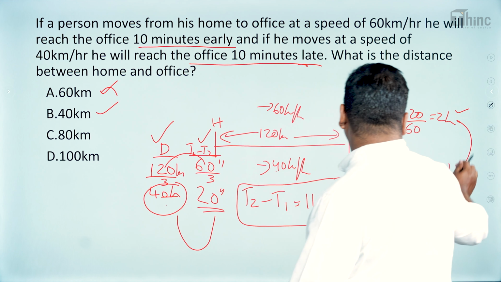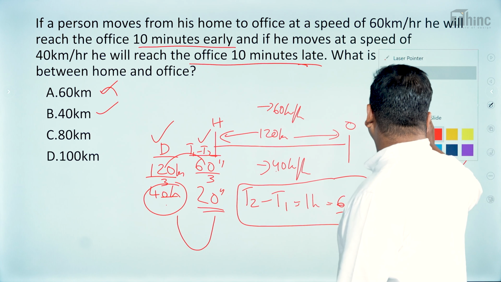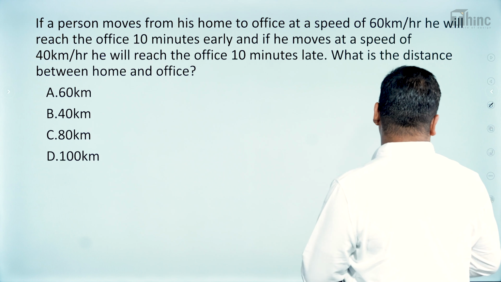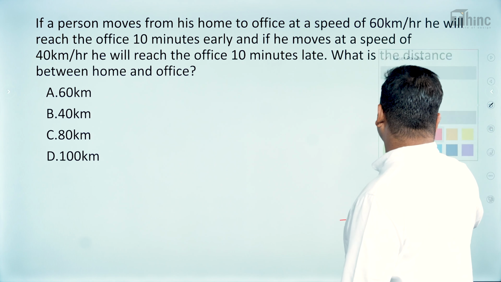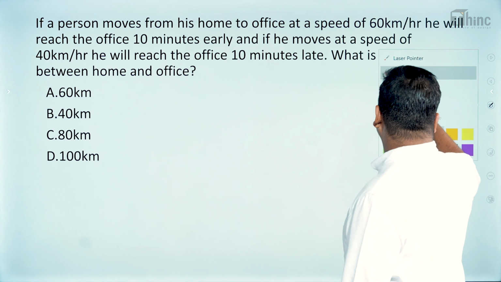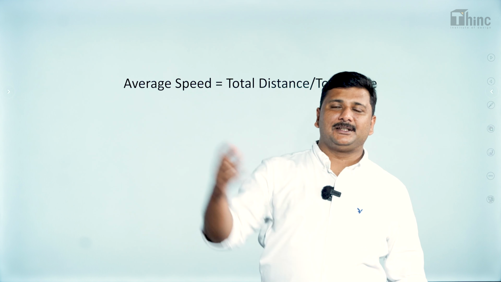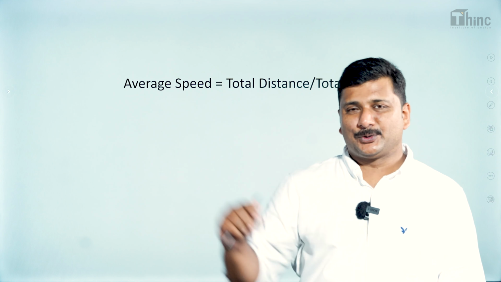I think this is clear for you. Now we are moving on to the concept of average speed. I think most of you know what average speed is. So what is average speed? Imagine you are moving from a city to another city. You cannot move at a constant speed throughout, right?